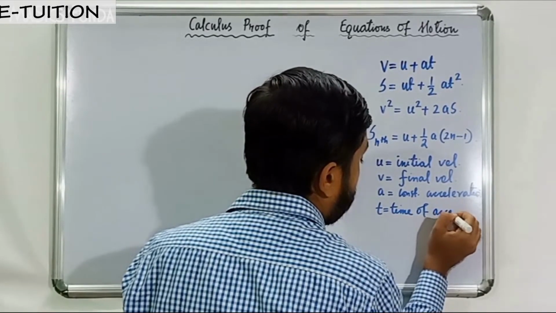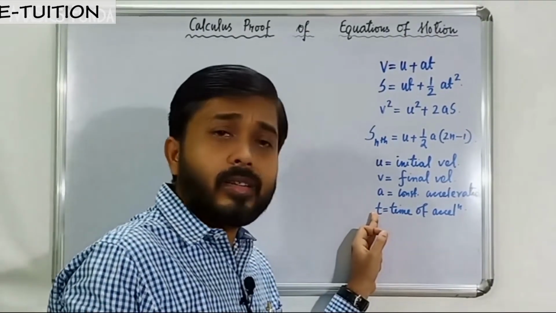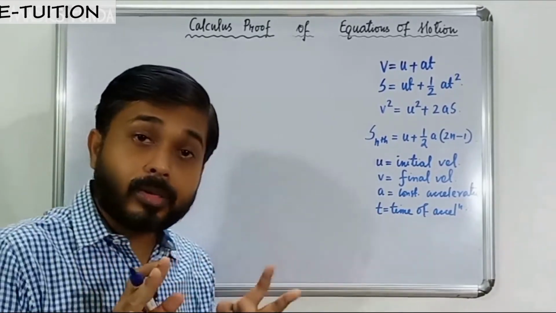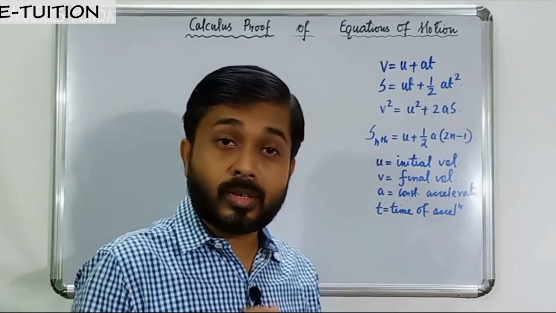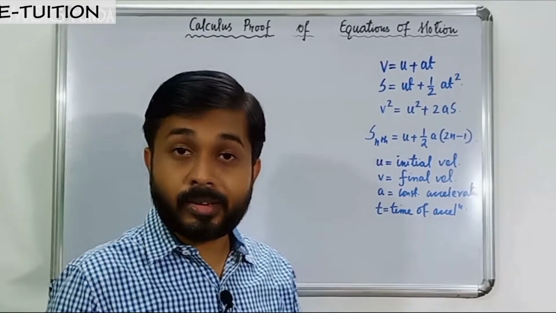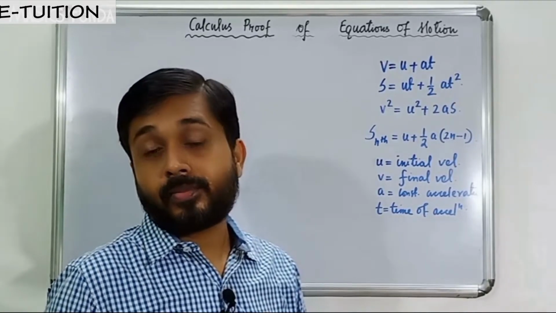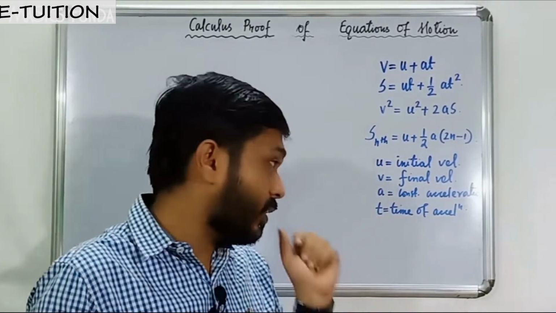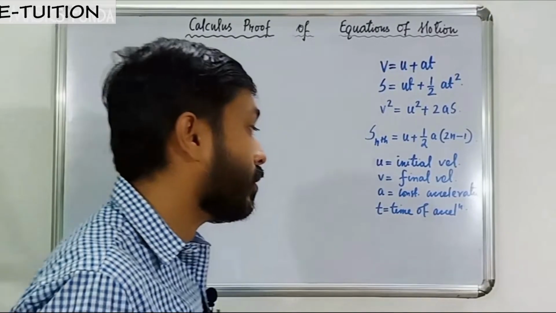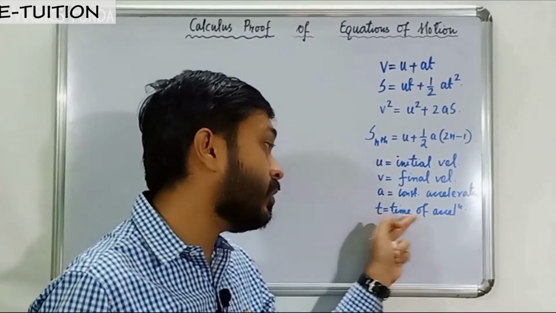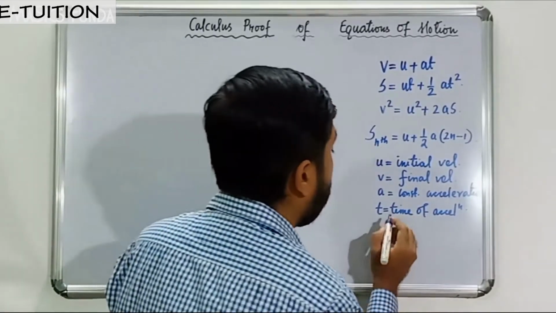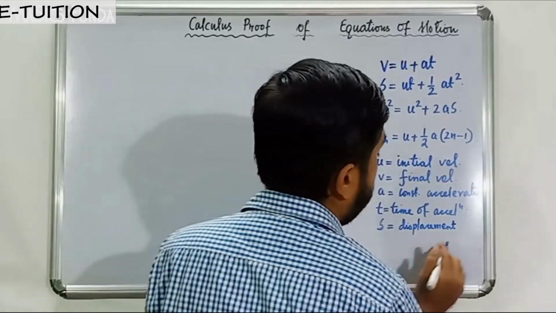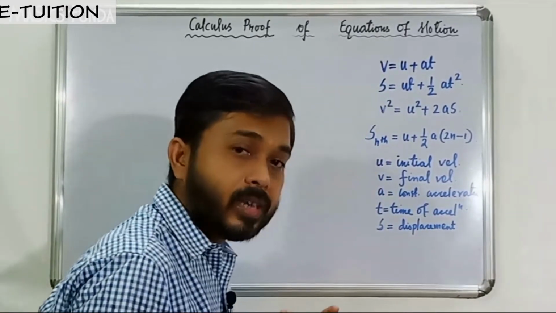of acceleration. Keep it in mind that t is only the time period for which the body is moving under constant acceleration. For example, if the body is moving for some time with constant acceleration, after that the acceleration started varying, then the time for which the body is moving with variable acceleration is not counted in this time. Keep it in mind. So t can correctly be said to be the time of acceleration. And what is s? s is displacement. Keep it in mind, s is displacement that the body is traveling in time t.